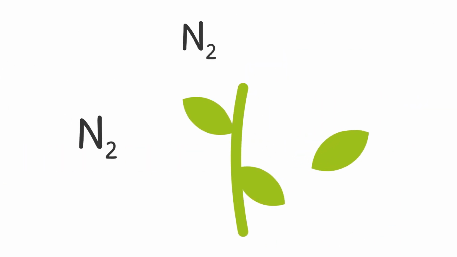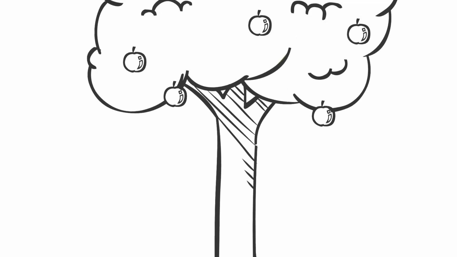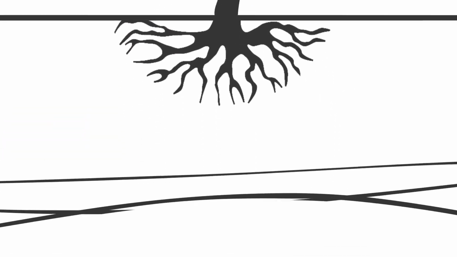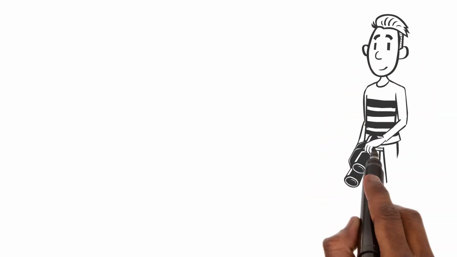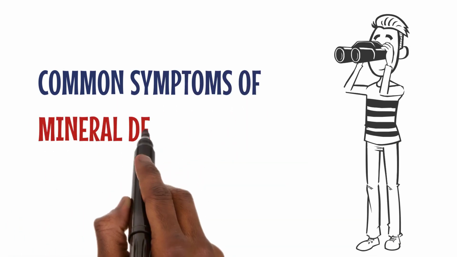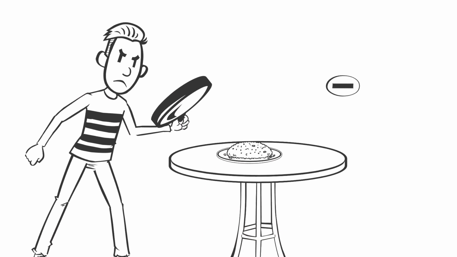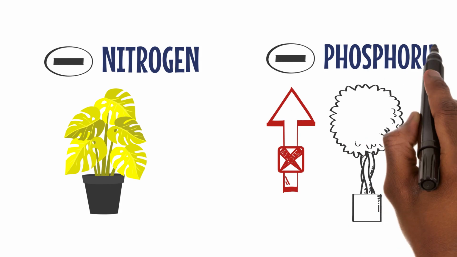For example, nitrogen is like plant food for growth and leafy greens. Phosphorus is responsible for strong roots and fruit development. And potassium acts as a superhero, regulating water balance and overall plant health. Now, let's start with a quick overview of the common symptoms of mineral deficiency in plants. These symptoms can give us important clues about what's lacking in their diet. For example, yellowing leaves could indicate a lack of nitrogen, while stunted growth might be a sign of insufficient phosphorus.